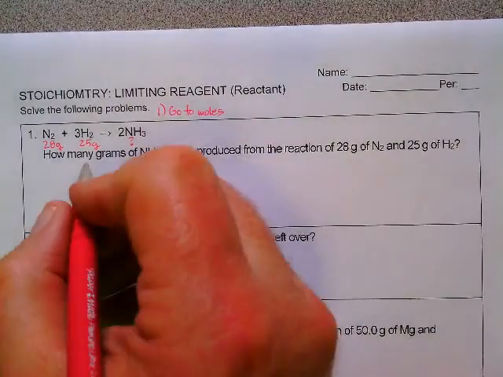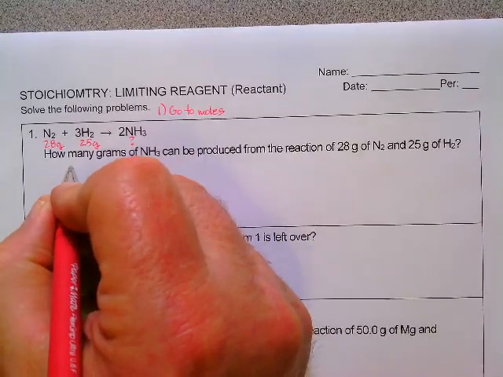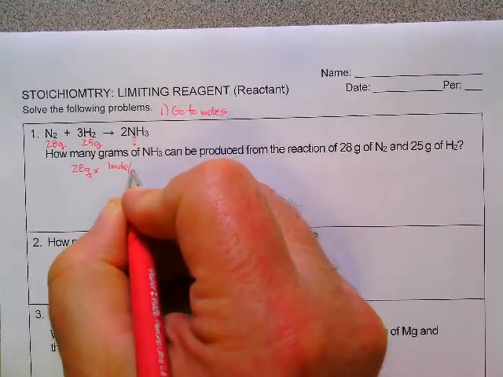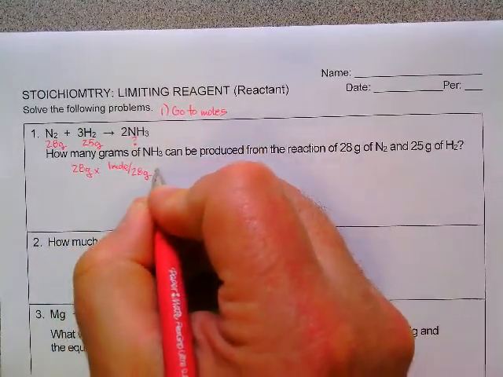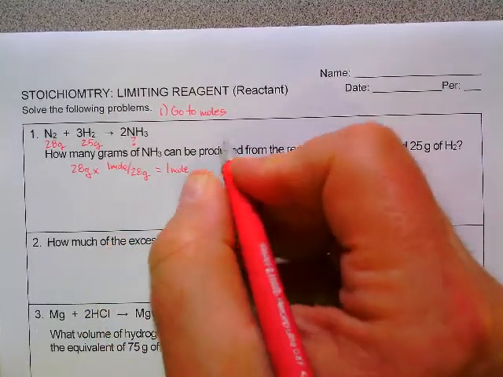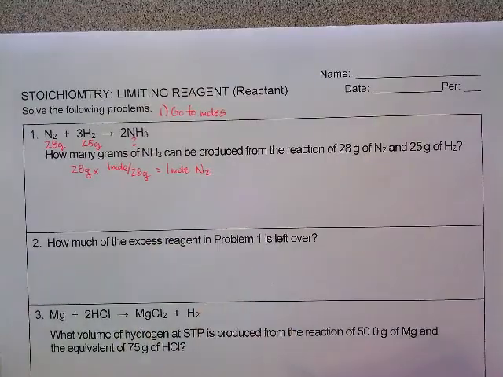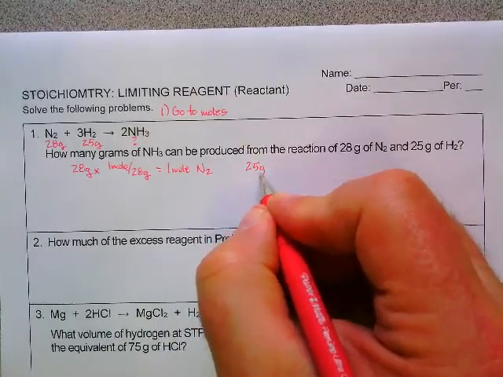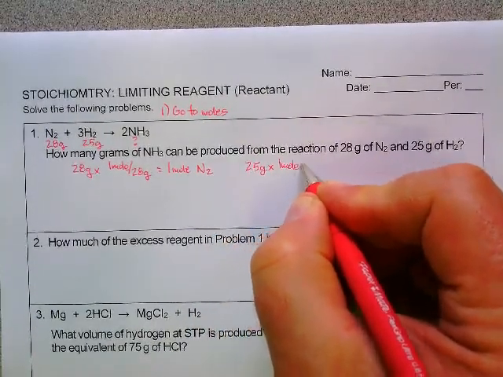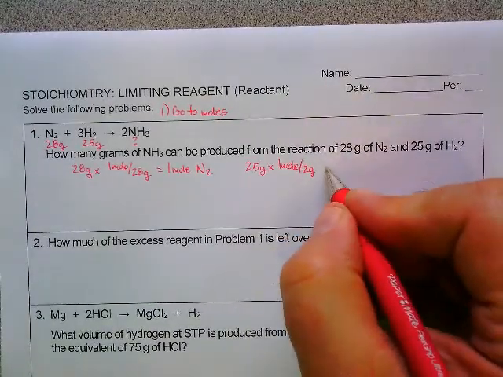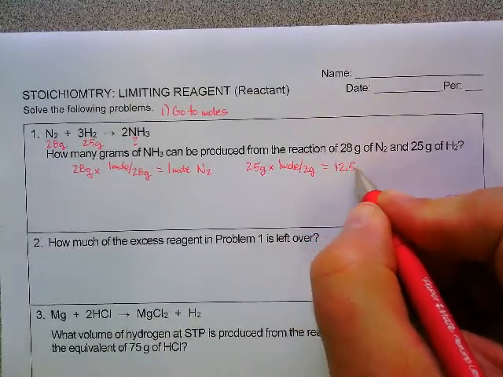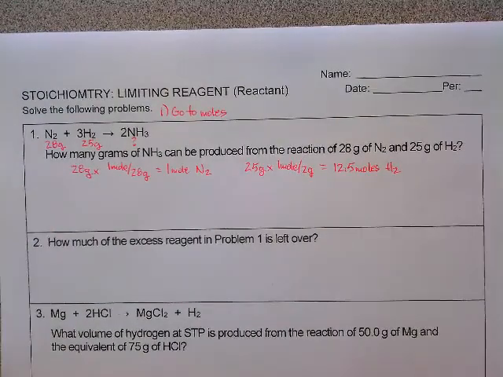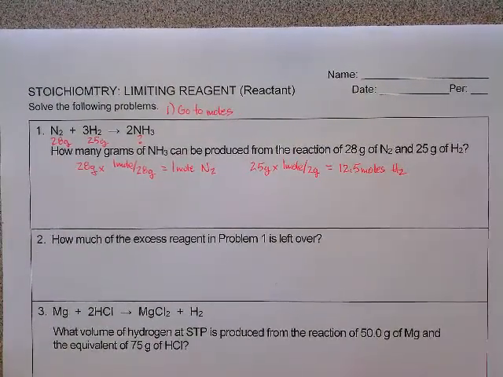So let's start off with the nitrogen. We have 28 grams times 1 mole over 28 grams, and that gives me 1 mole of nitrogen. Now we also do the hydrogen. We have 25 grams times 1 mole over 2 grams for hydrogen, and that gives us 12.5 moles of the hydrogen. And so that's our first step. We went to moles for both of them.